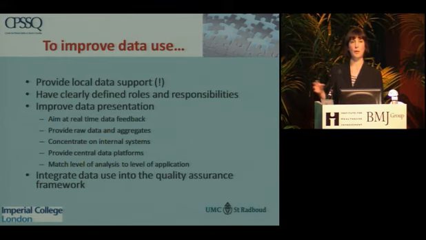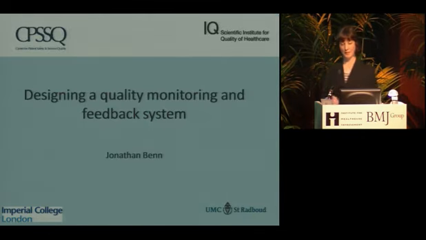So try and move away from data that's publicly reported somewhere at the organizational level, but concentrate on data that are clinically meaningful to the microsystems. And also aim to provide a central data platform and match the level of analysis to the level of application. And lastly, integrate the data use into a quality assurance or improvement framework. So really make sure that not just reporting data, but also the use of data is actively integrated somewhere. Thank you very much.